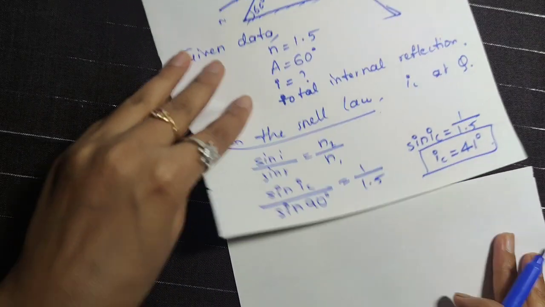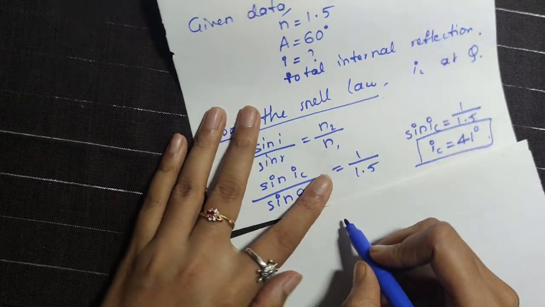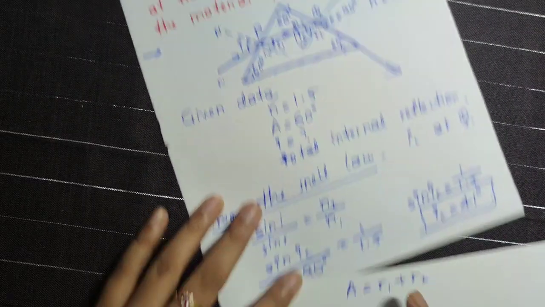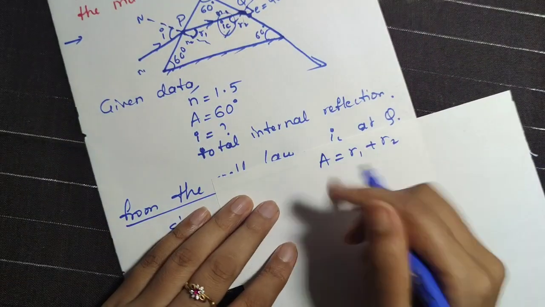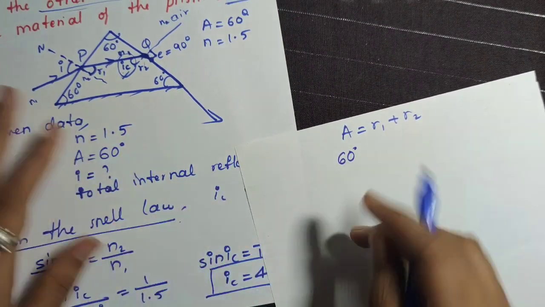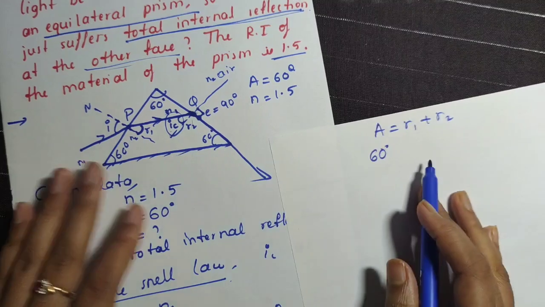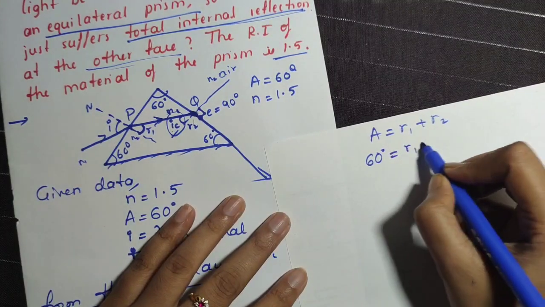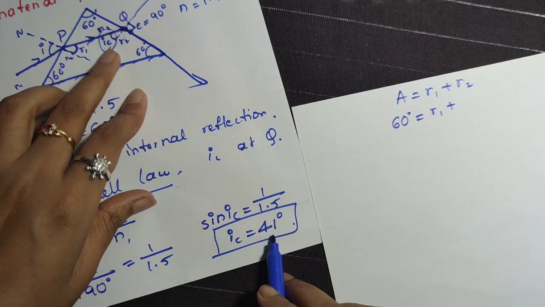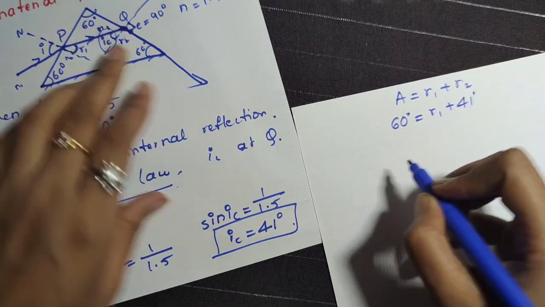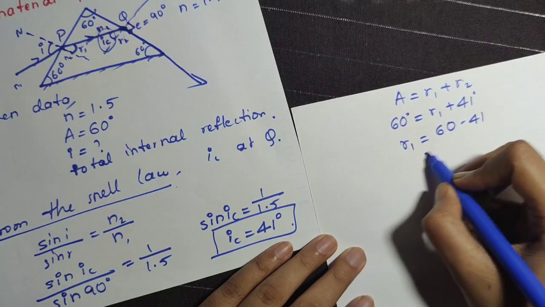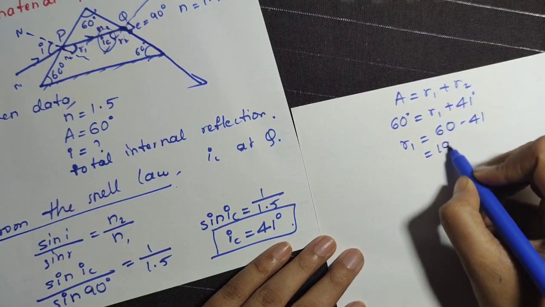For that I will use this formula, which is A is equal to R1 plus R2. Here R2 is ic, that means A is 60 degree, this angle. So R1 plus R2, where R2 is the critical angle, and the critical angle is 41 degree. That means R1 equal to 60 minus 41, which is equal to 19 degree.